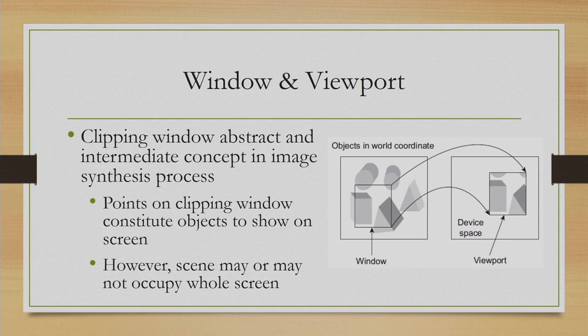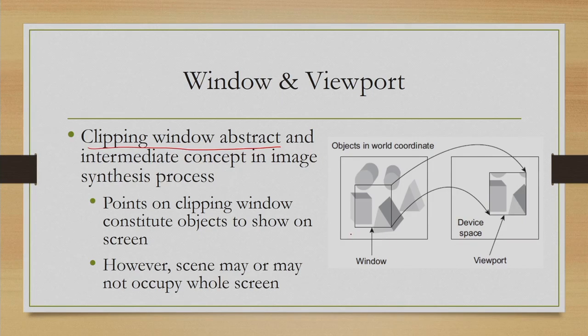Now, this view plane is actually an abstract concept. So, accordingly the clipping window is also an abstract and intermediate concept. We cannot see it. What we get to see on the screen is something different. The points that are there on the clipping window are to be shown on the screen, but the scene that is there in the window need not occupy the whole screen.